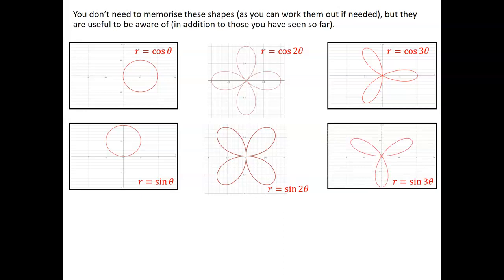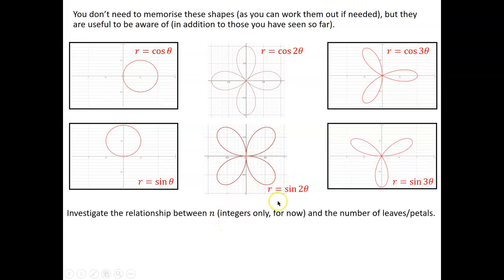What I want you to do is investigate the relationship between n, the number multiplying the theta, and the number of petals or leaves. So these are called roses. This is a trivial rose. It's a circle. So these are circles that don't have centers on the origin. Their centers are on the y-axis or the x-axis, and so that comes from r equals cos theta and sine theta. So investigate on your CAS, or you can do this by hand. What's the relationship between the number multiplying theta and the number of petals?